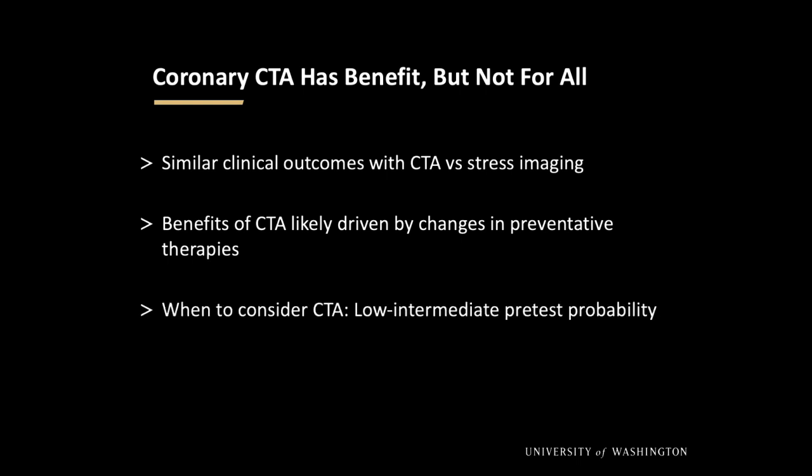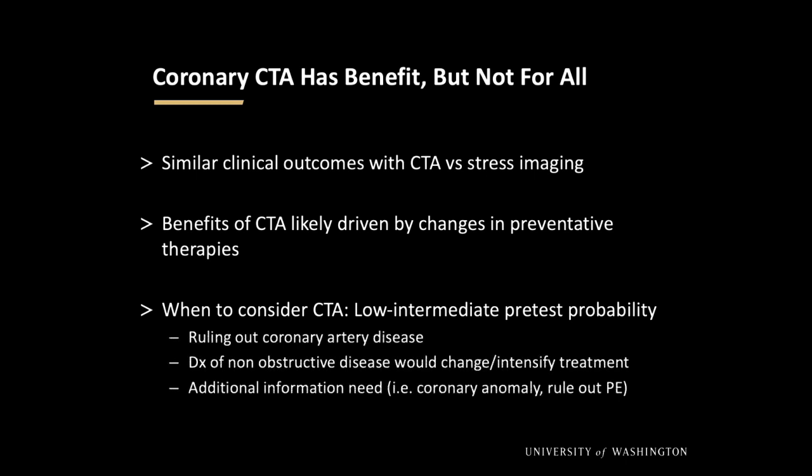So practically speaking, when to consider CTA, I think it goes back to the low intermediate risk patients. CTA gives us high sensitivity, so it really allows us to rule out coronary artery disease. If you have a low intermediate pretest probability, and the question is, do they or do they not have coronary artery disease, can we rule it out, I think CTA is a good test for that. And maybe if the diagnosis of non-obstructive disease would change medical therapy and alter how you would treat the patient, that might be a reason to consider CTA. And certainly if you're looking for additional information, anomalous coronary arteries, ruling out PE, or looking for pulmonary disease, I think a CTA gives you that added benefit.